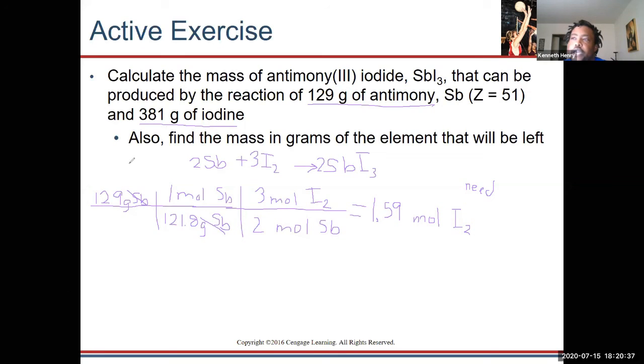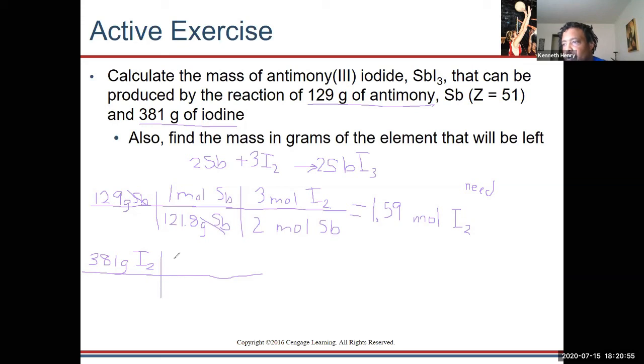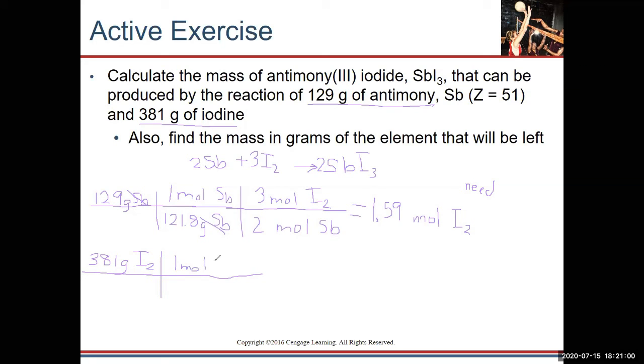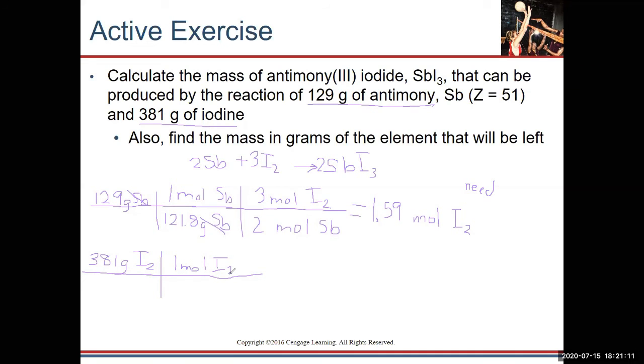Okay, so now we can use our iodine. And how do I change that into moles? Listen, we did the top. Okay, so you're saying I have 1 mole of iodine on top? Right. And what is the mass of iodine? 254, I think.